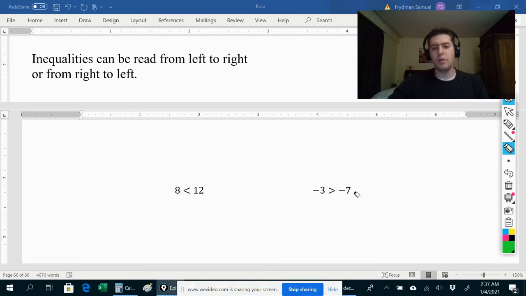You might be thinking, well, wait a minute, isn't 7 bigger than 3? Shouldn't 7 be on the side with the mouth? Well, yes, 7 is bigger than 3, but -7 is not bigger than -3.